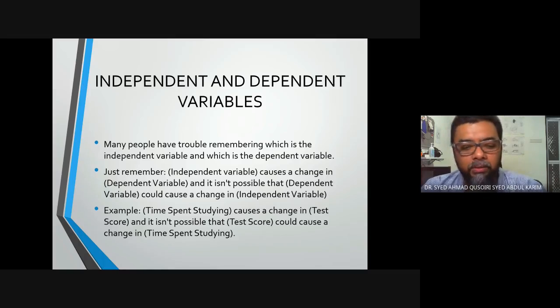It's not the other way around. It isn't possible that test score would cause a change in time spent studying. That is very weird. How can a test score affect the time spent studying? It's supposed to be that time spent studying causes a change in the test score, or the independent affects the dependent.